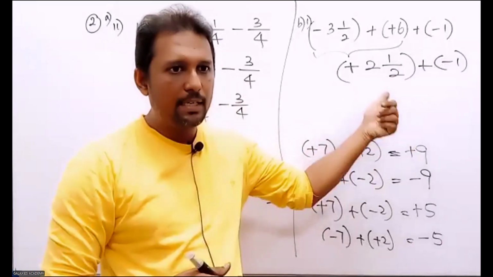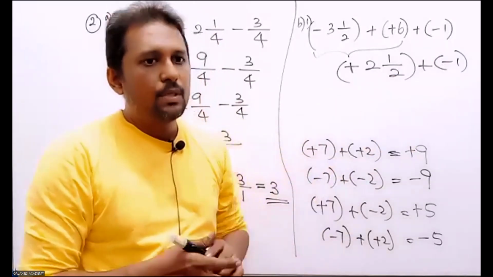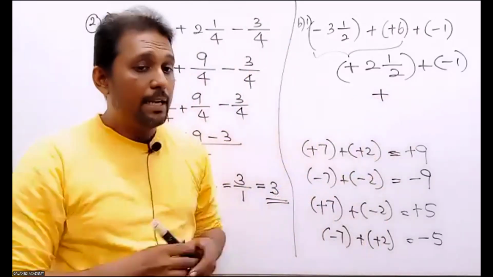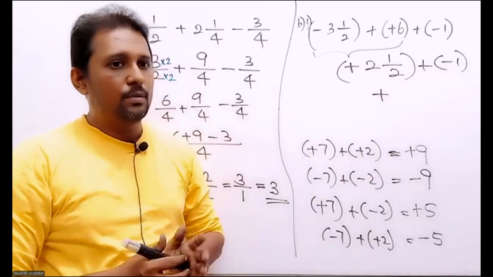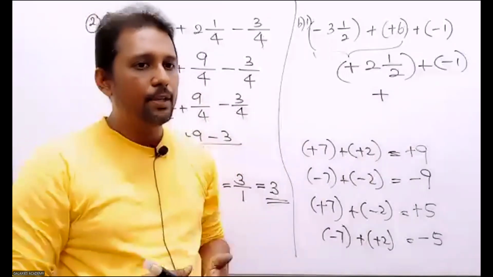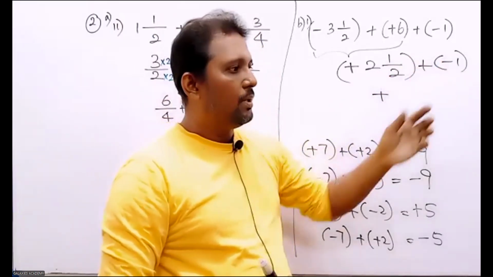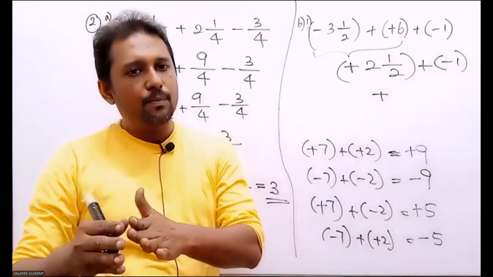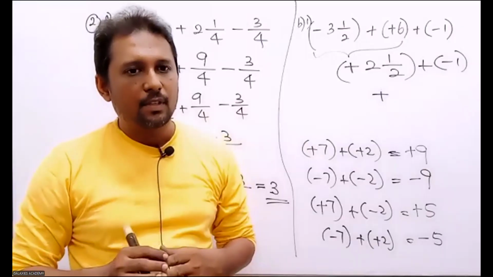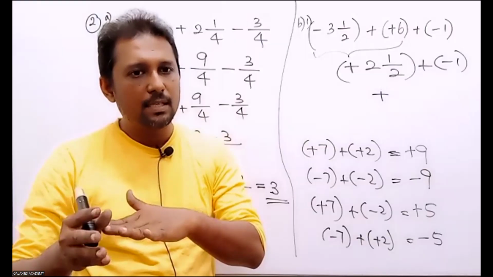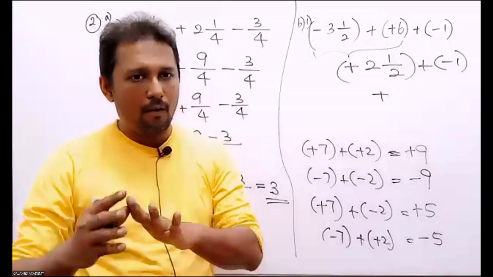2.5. Its sign is positive. So the answer sign should be positive. Then to get the magnitude of the answer, you have to subtract these two. 2.5 subtract 1. What is the answer? 2.5 subtract 1. The answer is 1.5.